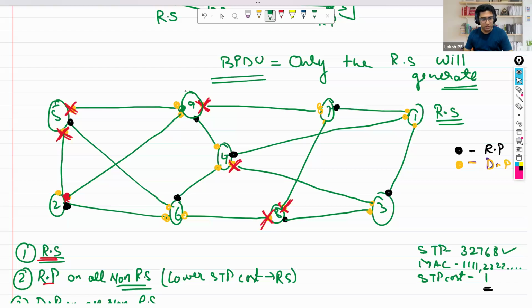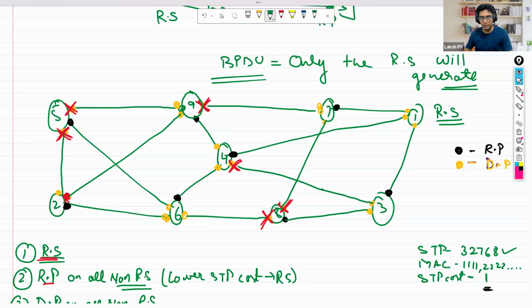For a few seconds there will be flooding, but it will not go on for a long time or block the network. It's just for a few seconds. And obviously, when you are powering on the switches, there will be no data on them.